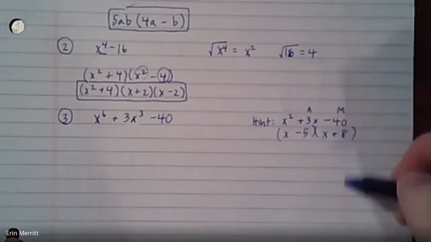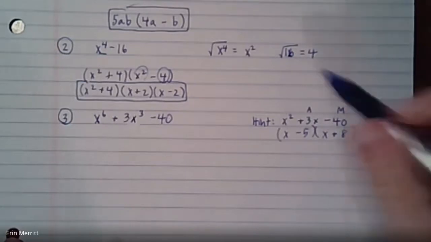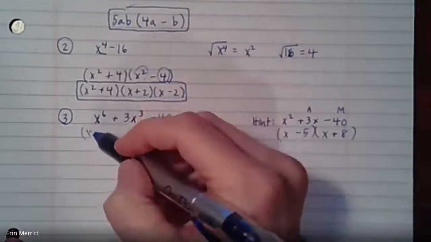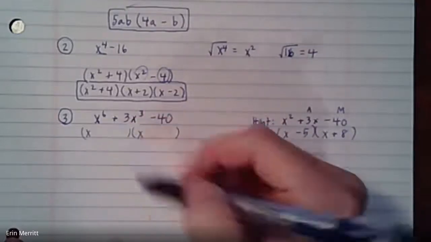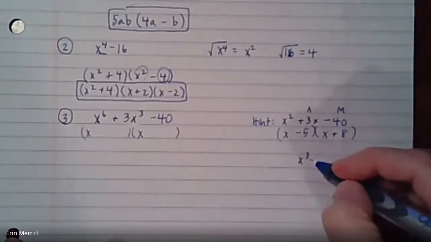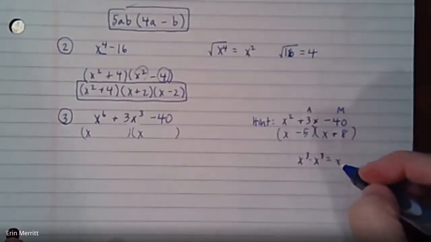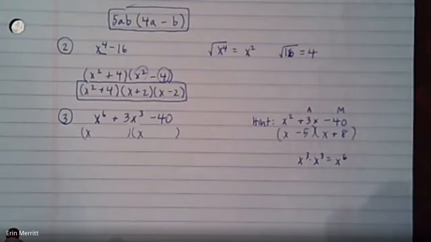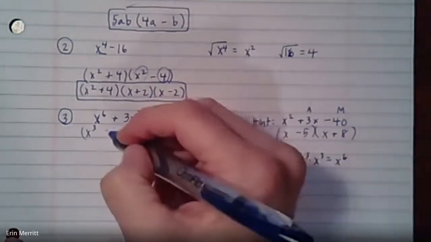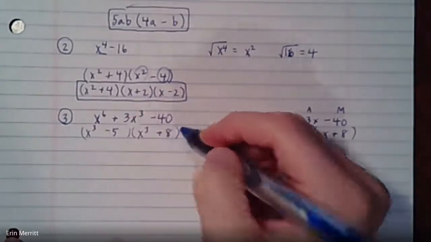For this one, it would go x and x. To make it match this guy, you just have to think, what would the powers on x need to be so that when I multiply it together, I get that x to the 6th. And in that case, if you can remember, when you multiply the bases, you add the exponents. So x cubed and x cubed will do it. And then I'm going to have my minus 5 and my plus 8.